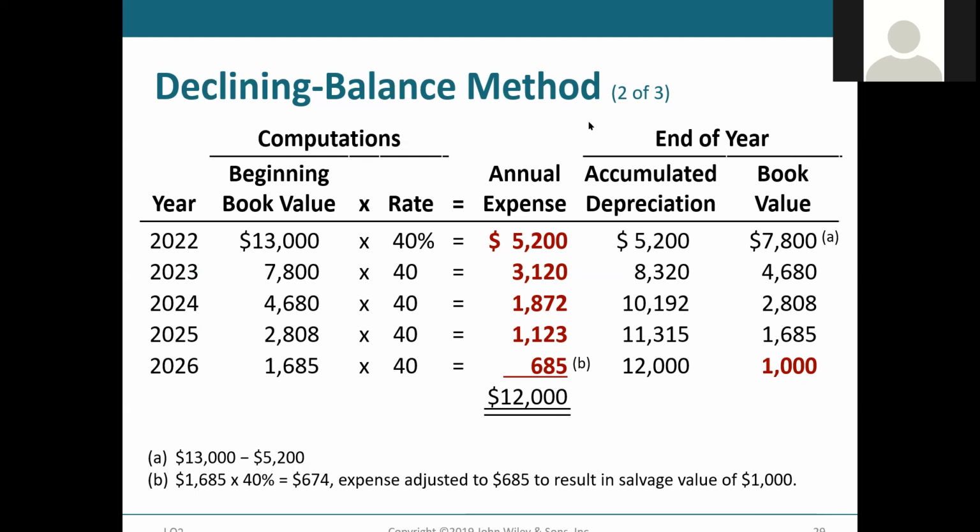Okay? Double declining balance. It's double whatever the straight line rate would have been. This was a 5-year asset, so 1/5 of that is 20%, times 2 is where they got the 40. Straight line times 2 is your double declining balance.